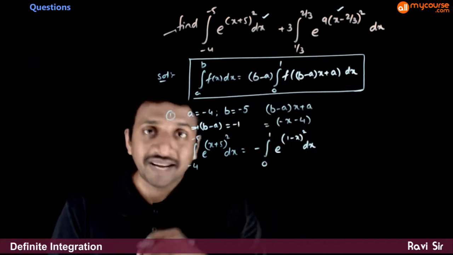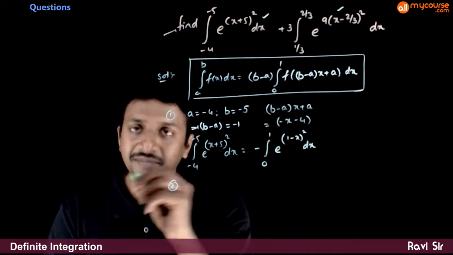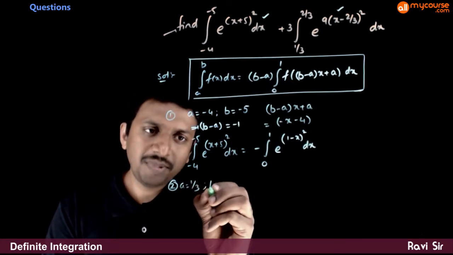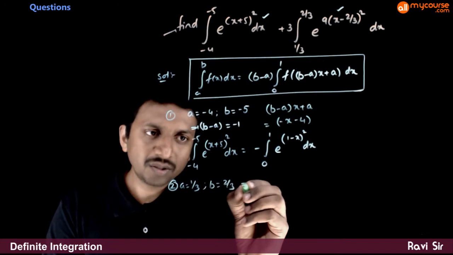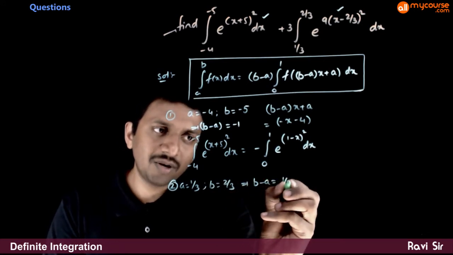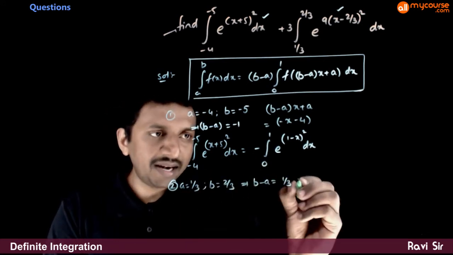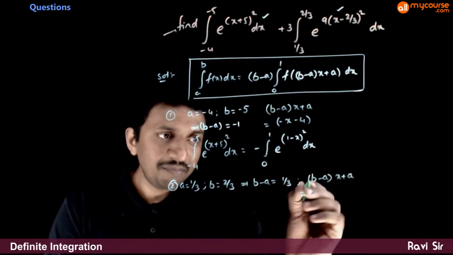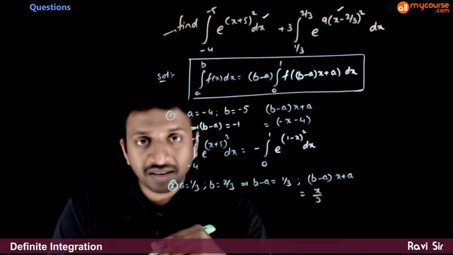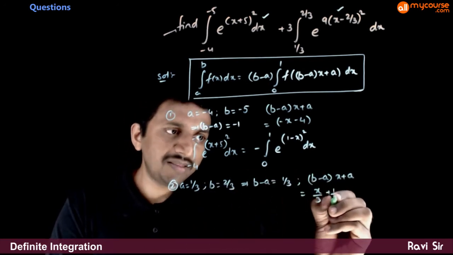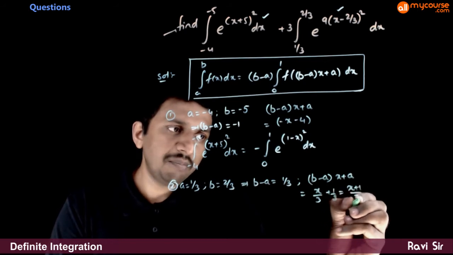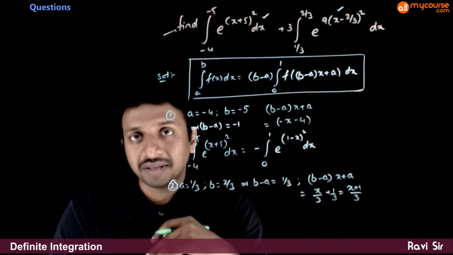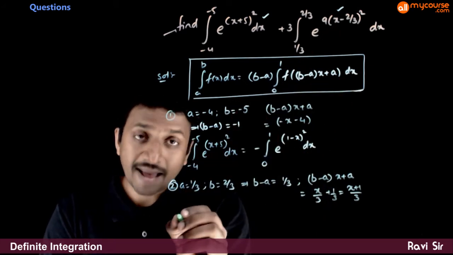So now let us go to the second integral. In this, a is equal to 1/3, b is equal to 2/3. So what is b minus a? b minus a is equal to 1/3. And what is (b minus a) times x plus a? b minus a is 1/3, so x/3 plus a, which is 1/3. It is x plus 1/3. In the place of x, we just need to put x plus 1/3. So let us see what happens to the integral.